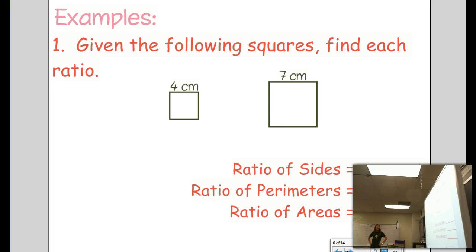I have no idea. Given the following squares, find the ratio. Okay, go. Write down the ratio of the sides. Write down the ratio of the perimeters. And write down the ratio of the areas. Go. Ratio means like 1 to 2, 3 to 7, 4 to 9. Those are ratios. Put a colon or a division sign.